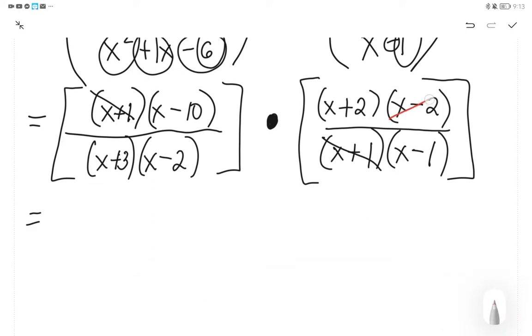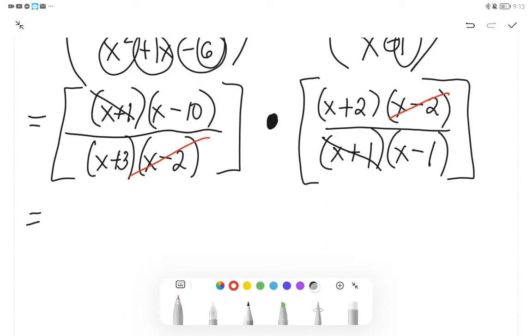And also, we have x minus 2. Na pa ba? Okay, since wala na, now let's proceed.